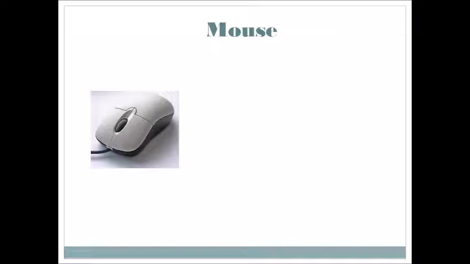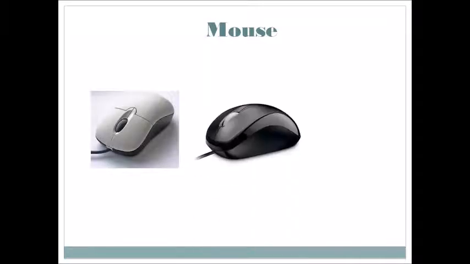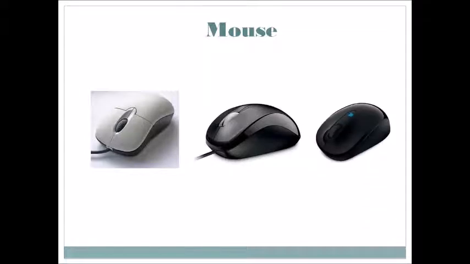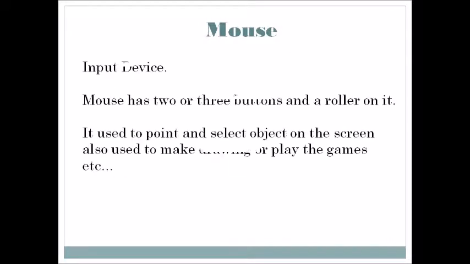Next is the mouse. The mouse is also an input device. First is the scroll mouse, second is the optical mouse, and the cordless mouse. Nowadays the wireless mouse is mostly used. The mouse generally comes with two buttons and a roller on it. The mouse is mostly used to point and select objects on the screen, and it is also used for making drawings, playing games, etc.